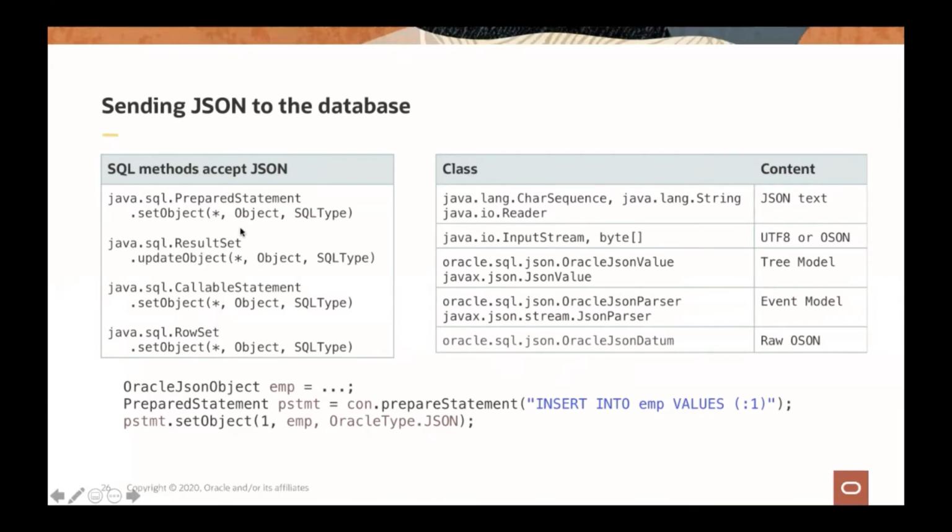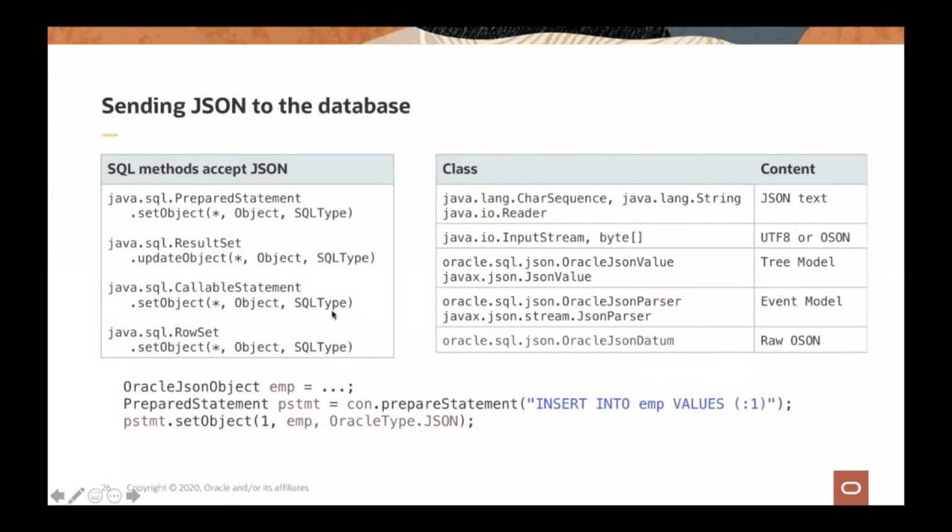All these different methods take three arguments. The first argument identifies the bind variable in the query that you want to send the JSON to. The second argument is the JSON value that you're setting. The third argument tells it the SQL type. In our case for JSON, the SQL type is always going to be OracleType.JSON. These methods will actually let you skip specifying the SQL type and everything will work, but the best practice is to make sure you put that third argument in there.